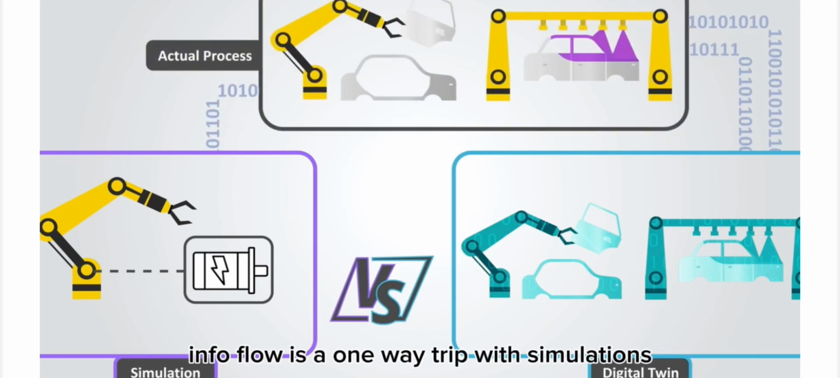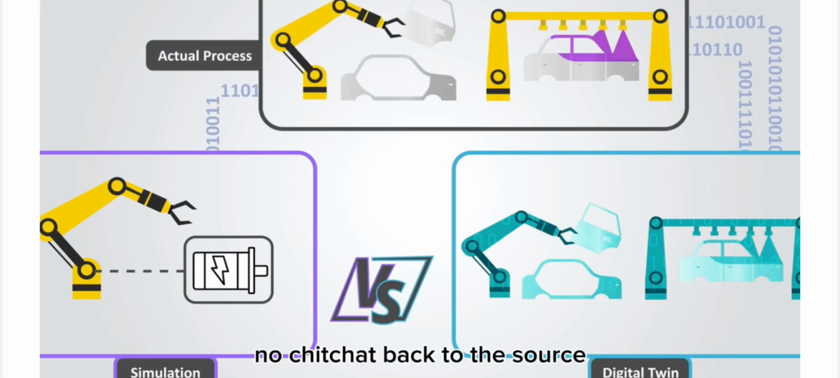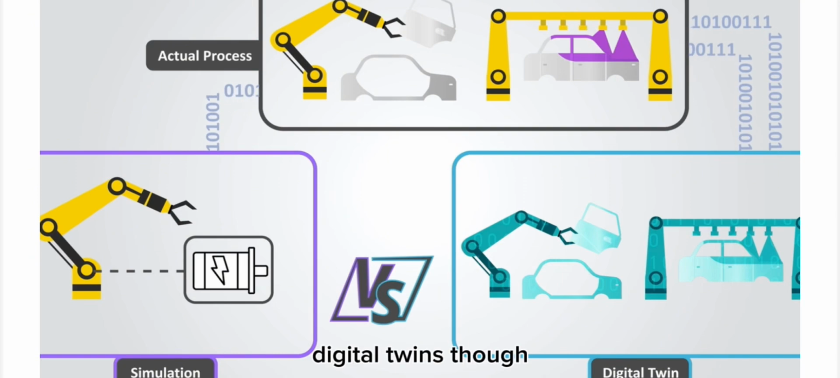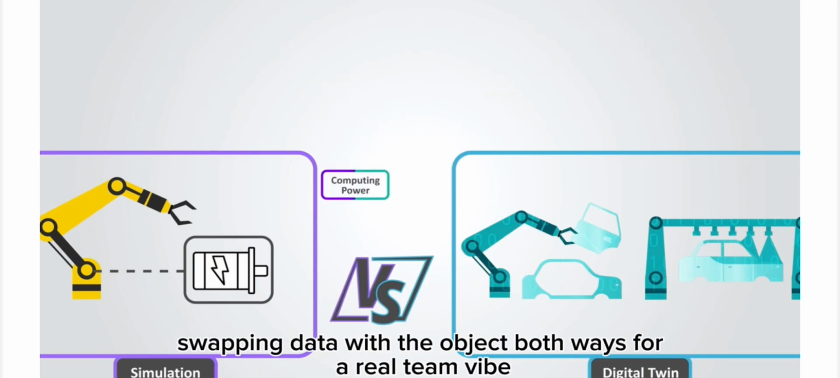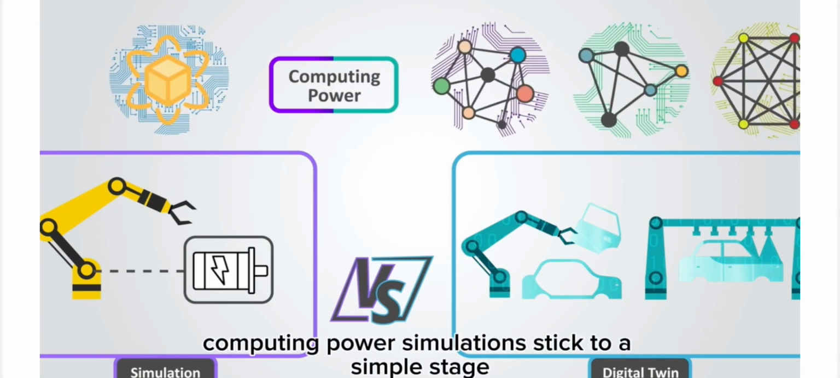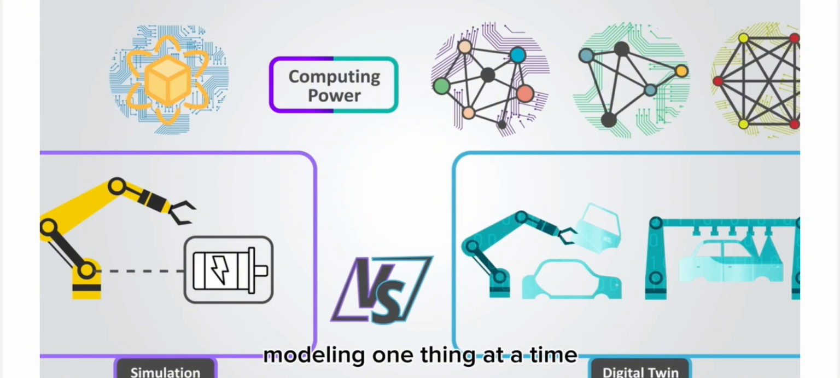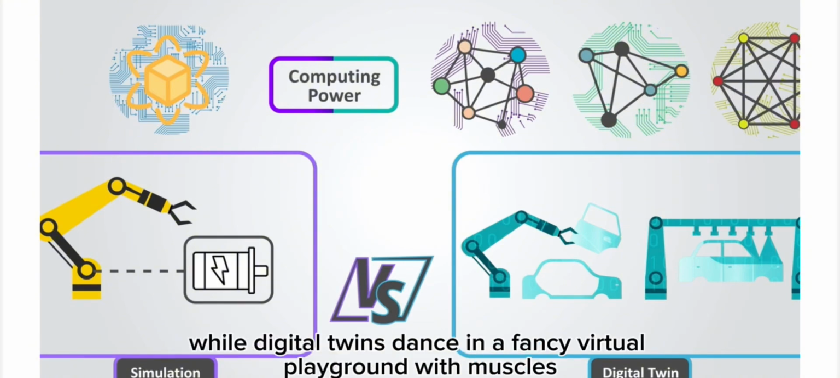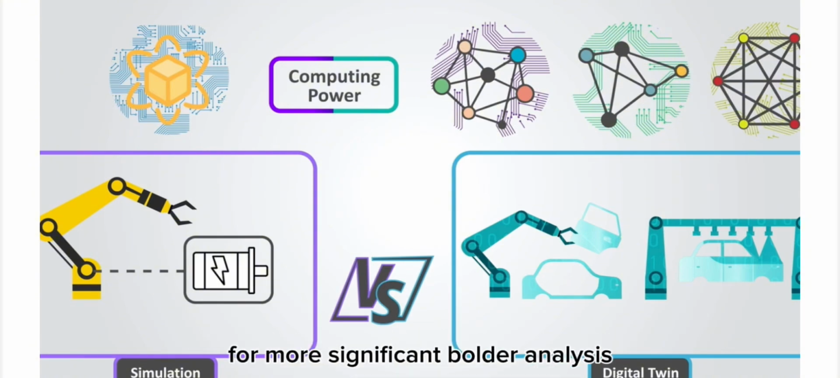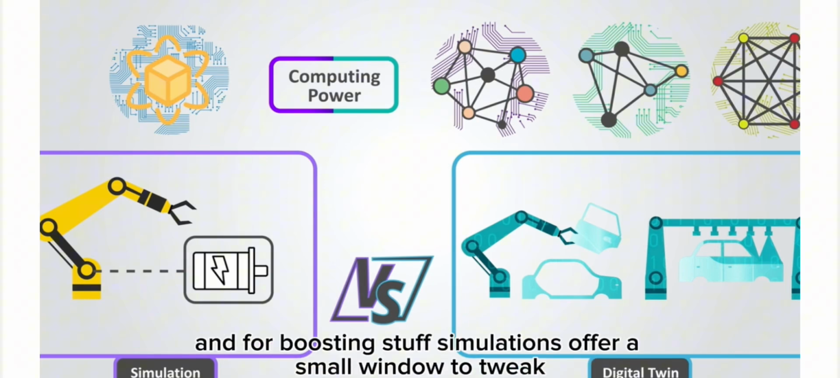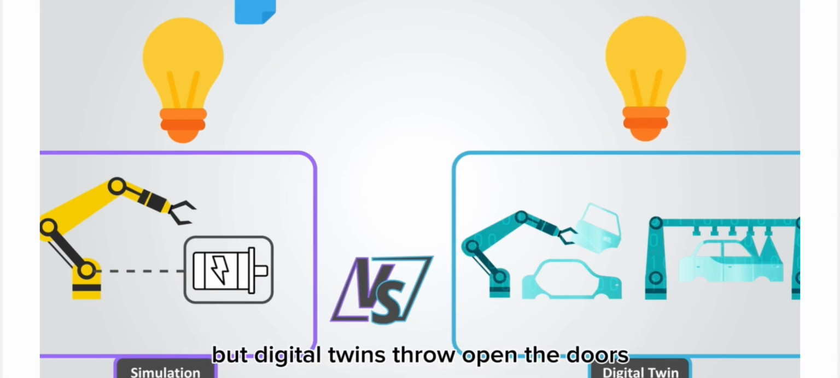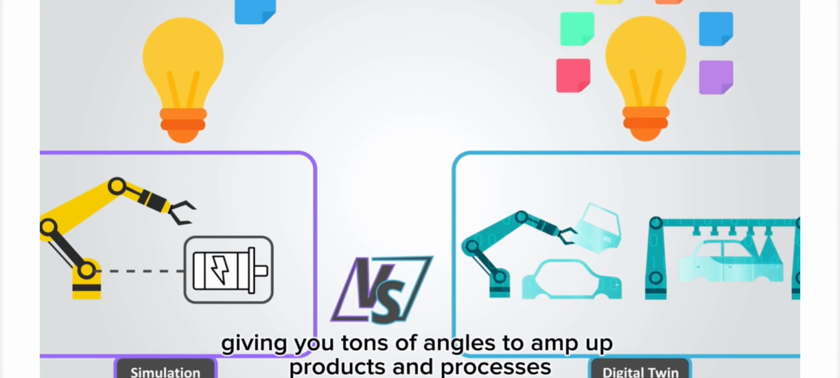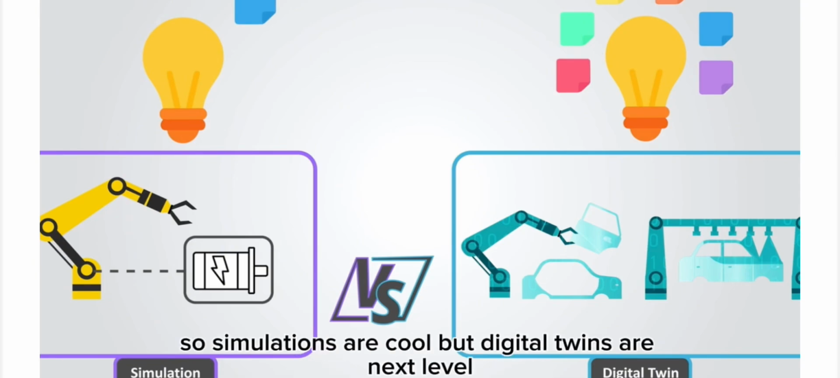Info flow is one of the differences. With simulations, no chit-chat, it's one way, back to the source. Digital twins, though, are chatty, swapping data with the object both ways, a real team vibe. Computing power: simulations stick to a simple stage, modeling one thing at a time, while digital twins dance in a fancy virtual playground with muscles for more significant analysis. And for boosting stuff, simulations offer a small window to tweak, but digital twins throw open the doors, giving you tons of angles to amp up products and processes. So simulations are cool, but digital twins are next level.